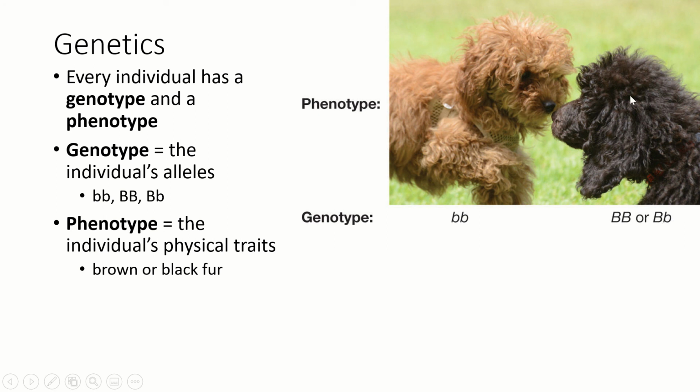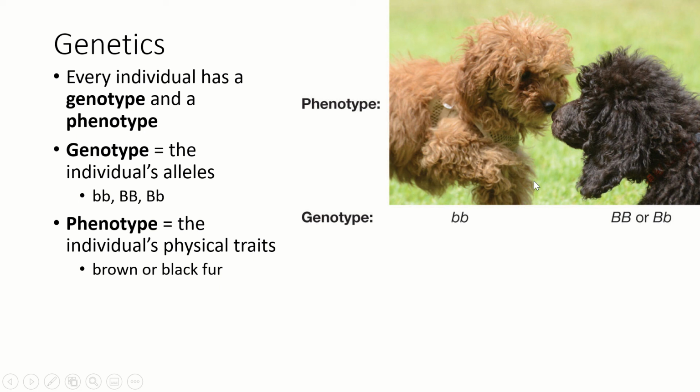Phenotype is the physical expression. So in the case of the poodles, the phenotype is brown and black. In order to have a brown coat, the poodle has to have 2 copies of the recessive allele because the black allele, the dominant allele, is simple dominant. And so even if you have one dominant allele and one recessive, it's the dominant allele that gets expressed. Okay? But that's the genotype. The genotype is which alleles you have. The phenotype is the trait.